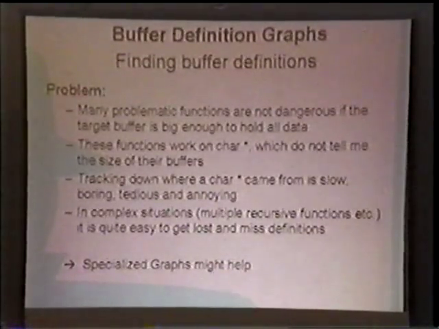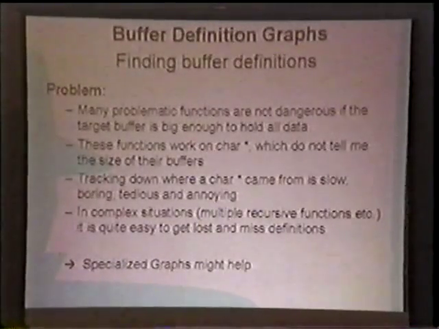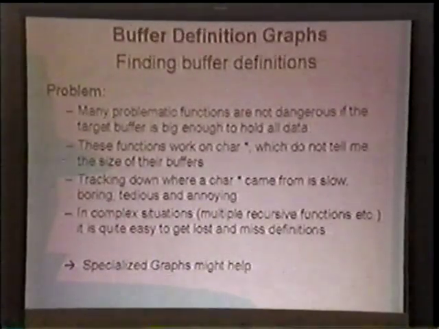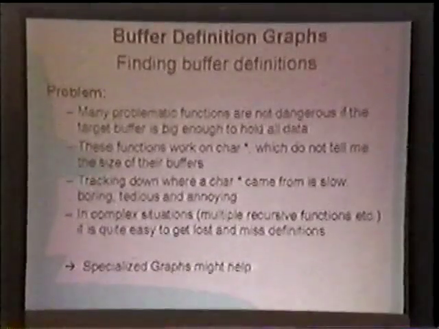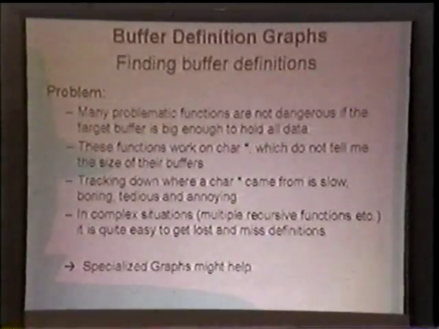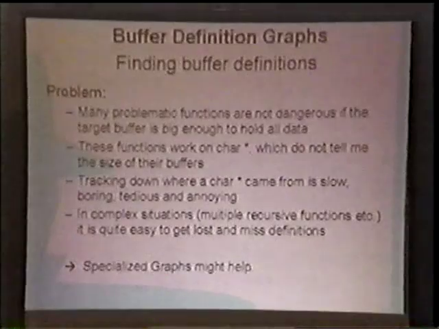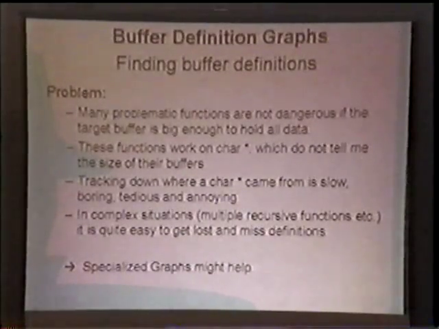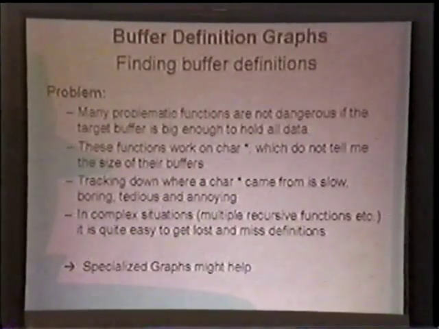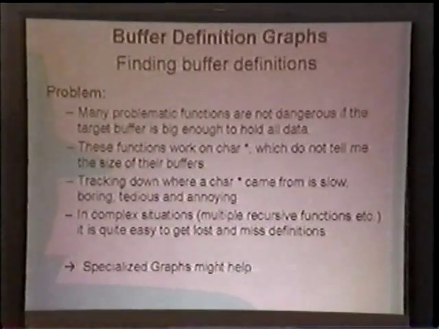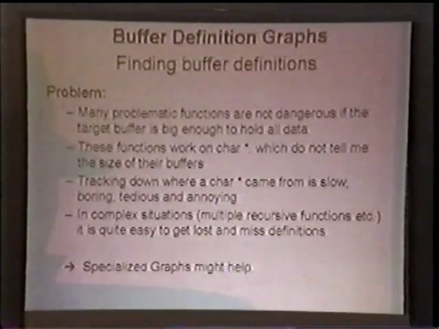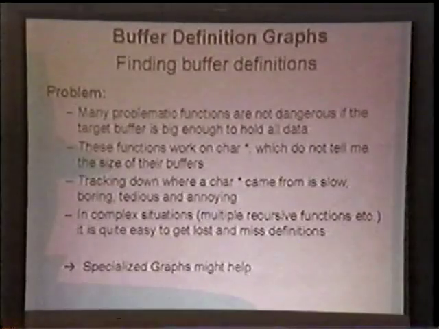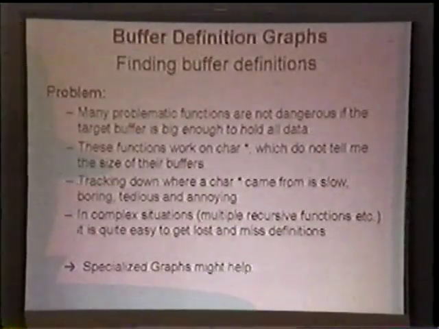All right, many problematic functions are not dangerous if the target buffer is large enough to hold all the data, of course. But sometimes you have the situation where you have a string copy which doesn't take a direct pointer to a char buffer, but just a char pointer it has gotten from a function layer more outwards. So if you're in the disassembly and you spot one of those things, you have to trace where this pointer came from.